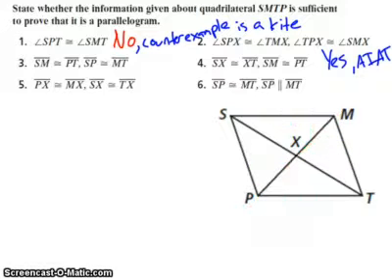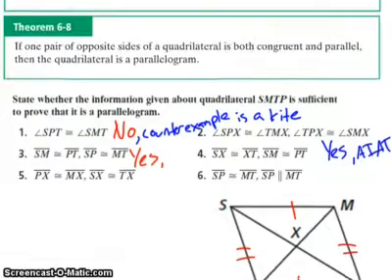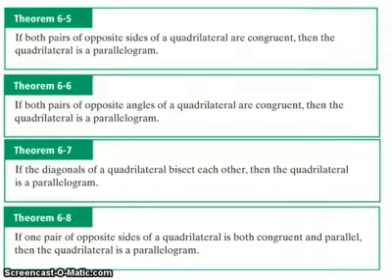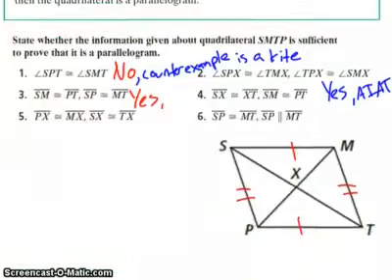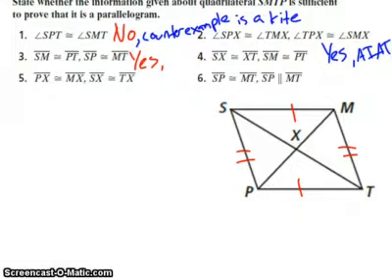Then if I looked at number three, I have SM and PT. So a new situation: SM is congruent to PT, SP is congruent to MP. I know right away that that's a yes. And if I wanted to give a reason for that, I'd go up and say, which theorem is the one that says pairs of opposite sides, then it's a parallelogram. So I can say yes, and that was theorem 6.5.